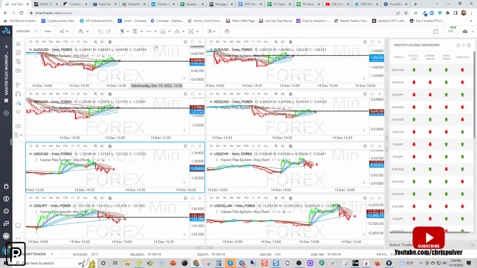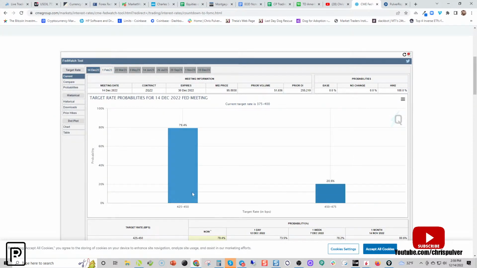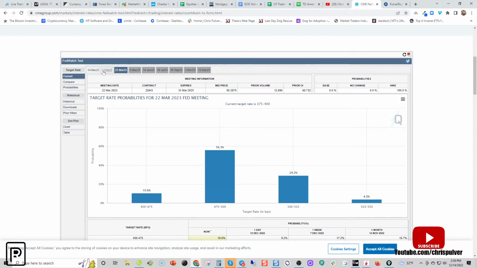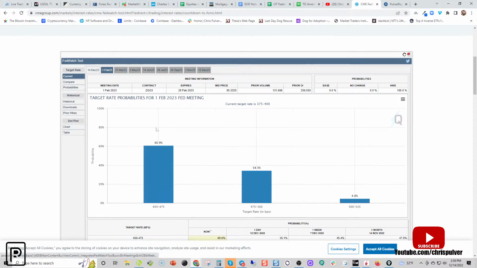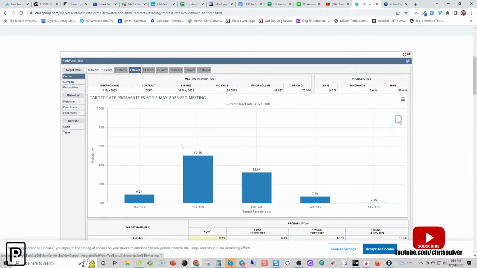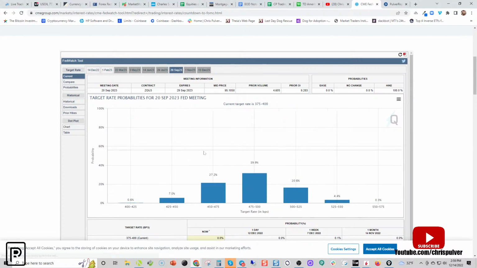Hawkish comments overall. Let's take a quick peek at the CME watch tool and see if this has changed at all, which I think it did. So there's our rate decision from today. February is looking at a 25 basis points hike. Okay. March, looking at another 25 basis points hike. May, no rate hike. June, no rate hike. No rate hike in July.